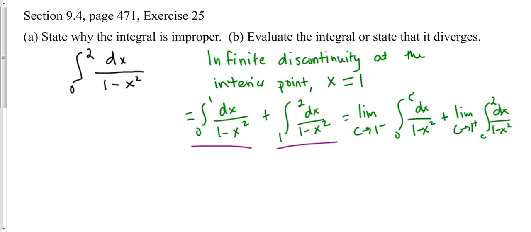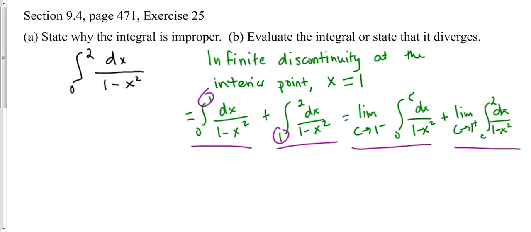And we know that we're not allowed to keep something in our limits of integration that's going to cause our integral to be improper. So we're going to have to turn our integrals into limits. So I'm going to have the limit as c goes to 1 from the negative side of the integral from 0 to c of dx over 1 minus x squared, plus the limit as c goes to 1 from the positive side of the integral from c to 2 of dx over 1 minus x squared. And now we can start looking at how we're going to evaluate our integrals.